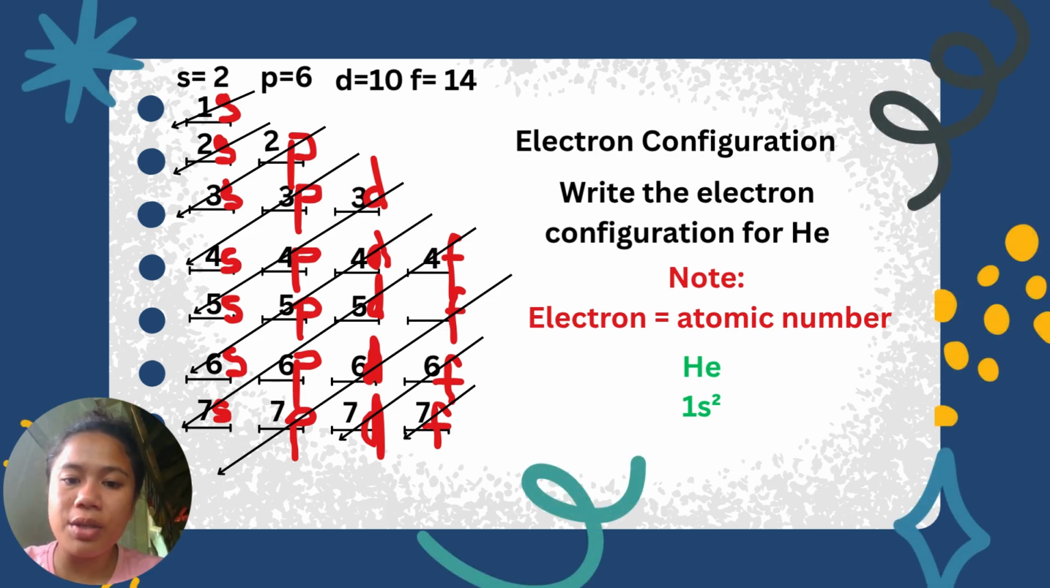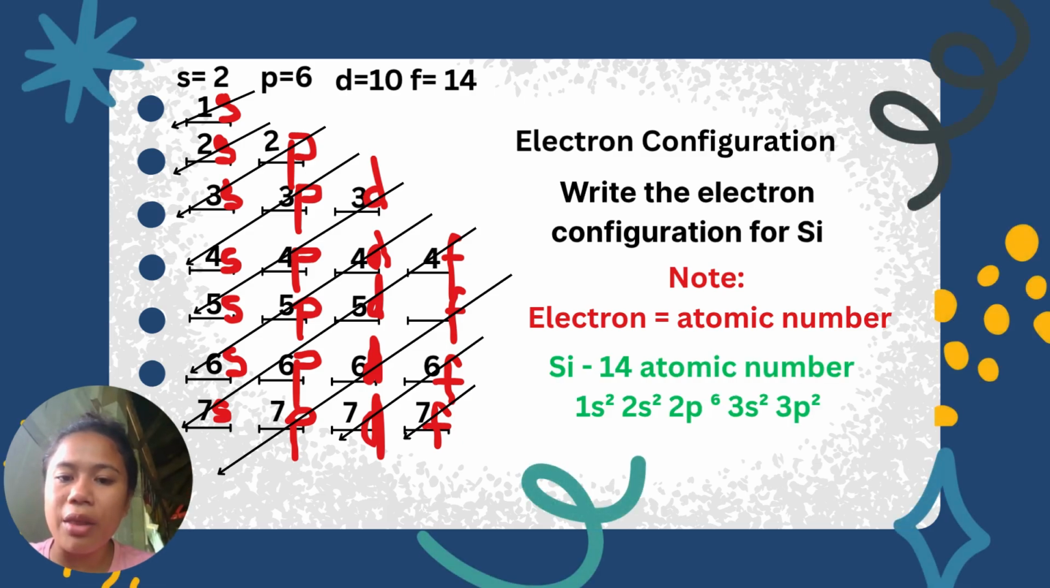Let's have another example. Let's write the electron configuration for helium, He. Let's note that the number of electrons equals the atomic number. So what is the atomic number of helium? It is 2. So let's stop at the exponent 2. So 1s2, that's the electron configuration for helium since we already have its atomic number, which is 2.